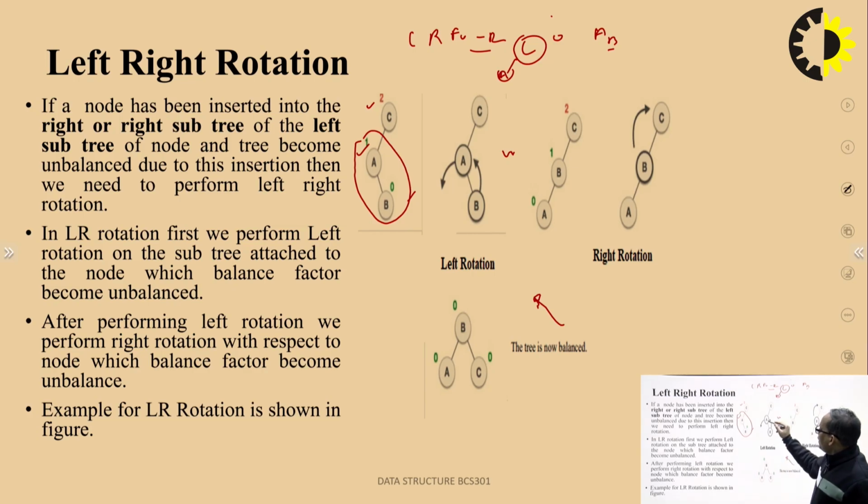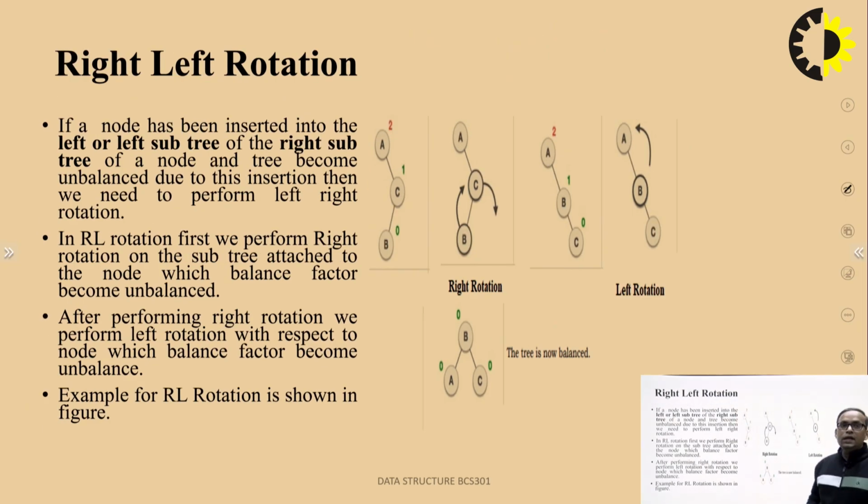Okay, so when we perform the left rotation in context to A, then A will go down and B will become the parent of A, with C above. Okay, this is also unbalanced. Now to make it balanced, we need to perform the right rotation. So when we perform the right rotation, then C will go down and B will be the parent of the tree, and this will be the final tree. Now this is the balanced tree.